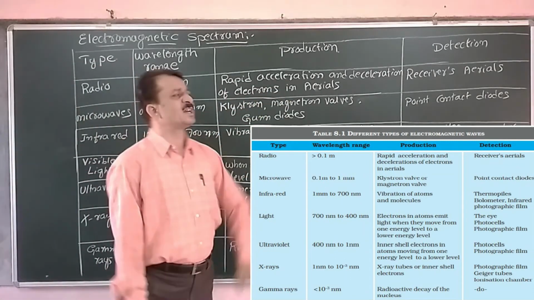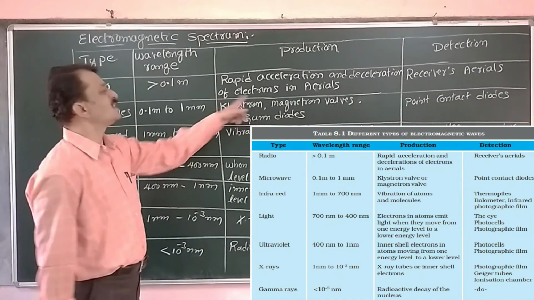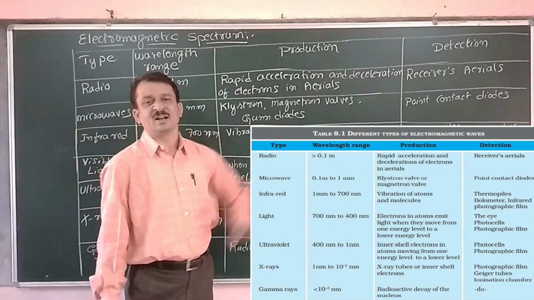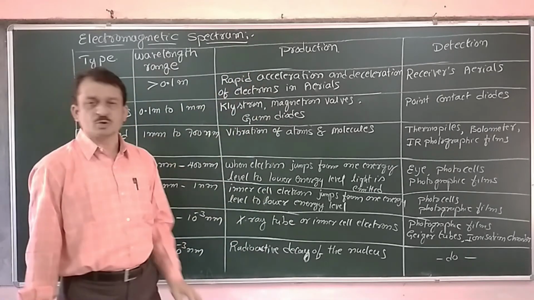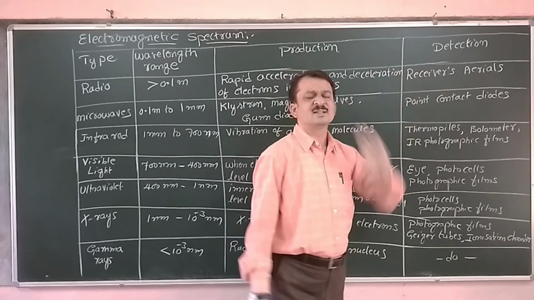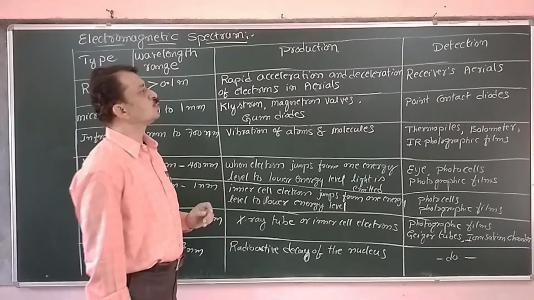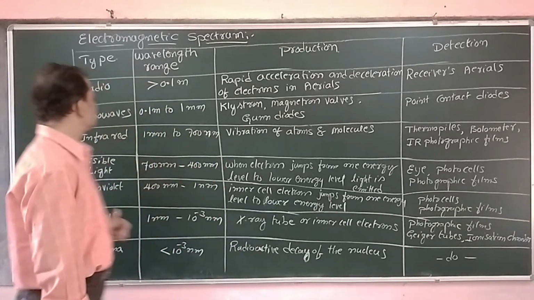A rapid acceleration and deceleration, that is the oscillation of the charges, that is electrons in an aerial. By that they are produced. How are they detected? They are detected by the receiver's aerial, that is the antenna. The antenna will detect those radio waves.